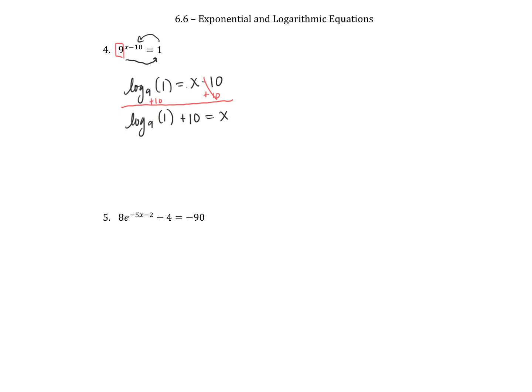Now you would try to simplify. So log base 9 of 1, anytime you're taking a log of 1, that's always 0. So the log of 1 is always 0. So this would be 0 plus 10 is equal to x. So that means x is 10. And that would be your solution. All right, so again, if you have one side that has an exponent and one side is just a plain number, you can just change to logarithmic form and see if that helps you.